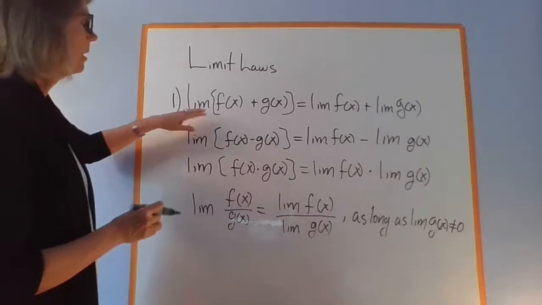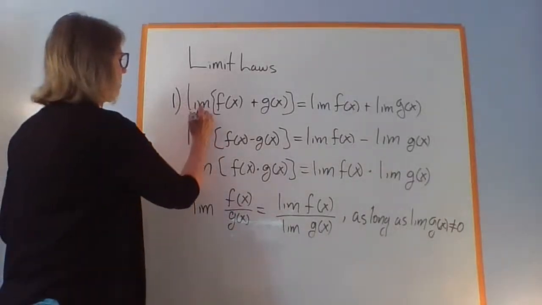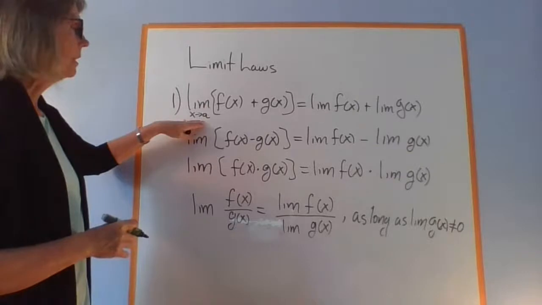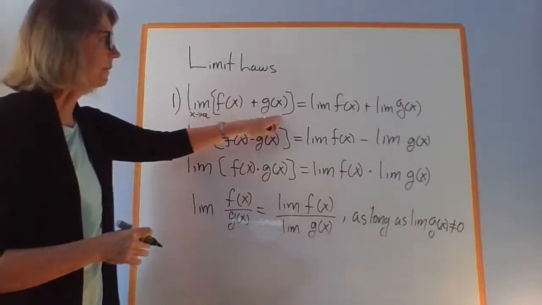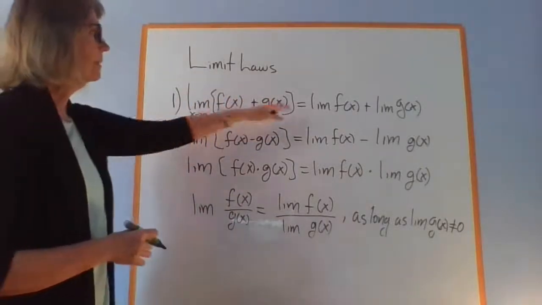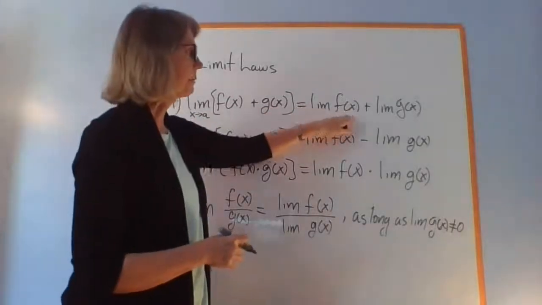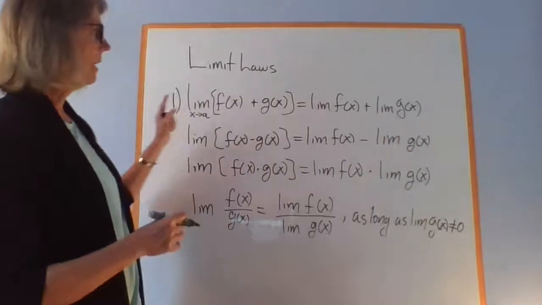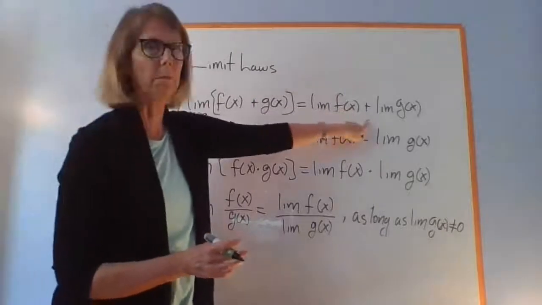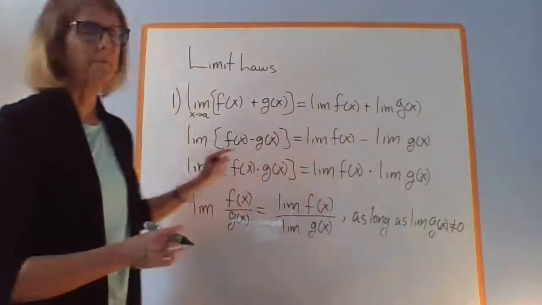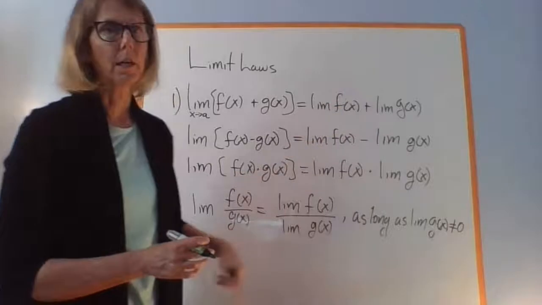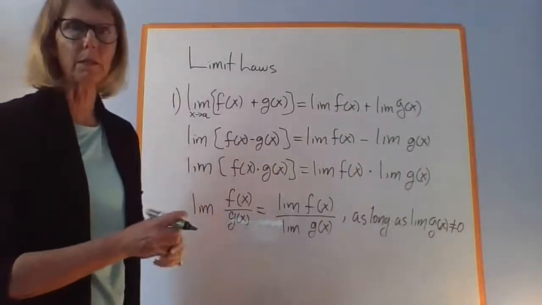we have limit, and every limit is understood to be as x approaches a. So let's kind of subconsciously put that every time we see the symbol for limit. And in the brackets, we have f of x plus g of x. So I see this as the limit of the sum of 2 functions, and that is equal to the limit of f of x plus the limit of g of x. So I see this limit law and I think the limit of the sum is the sum of the limits. The limit of the sum of 2 functions is the sum of the limits of the 2 functions. Easiest for me, the limit of the sum is the sum of the limits.